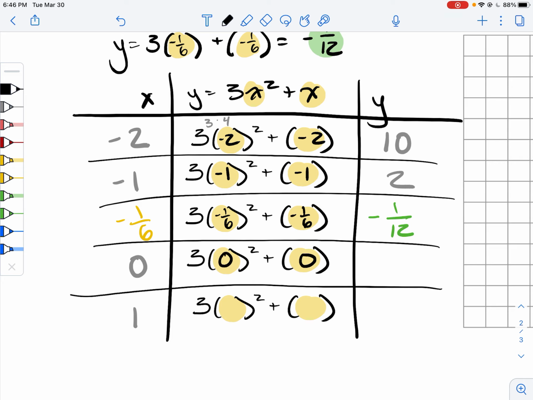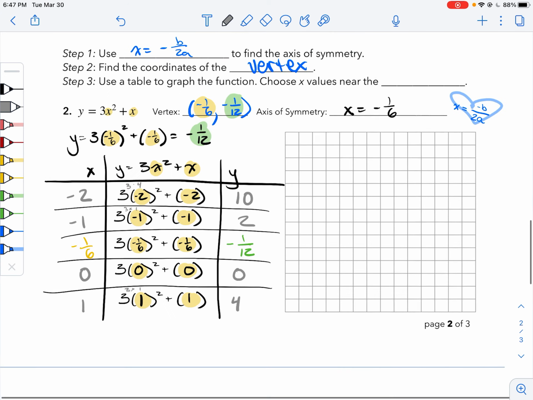Watch this. 0 squared is 0. So times 3 is still 0. Plus 0 is still 0. And then finally 1 squared is 1. So 3 times 1 is 3. Plus 1 is 4. Yay! Now let's look at our domain.